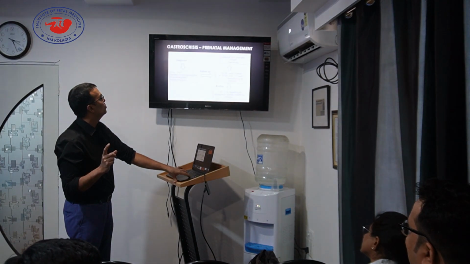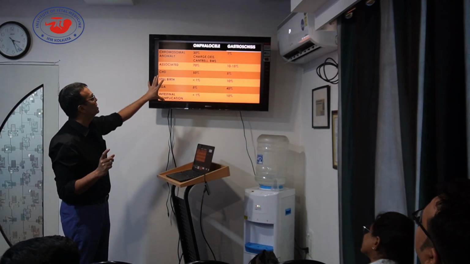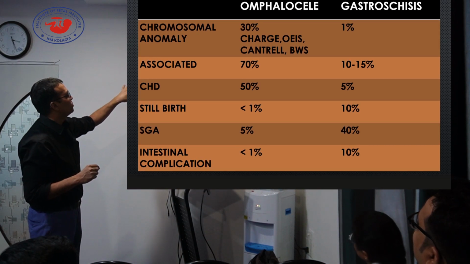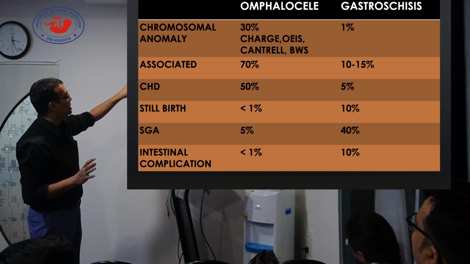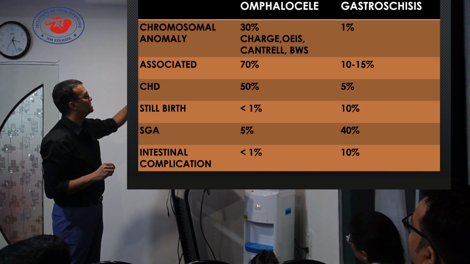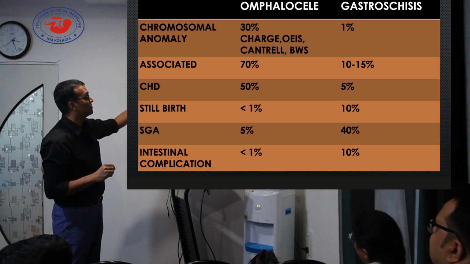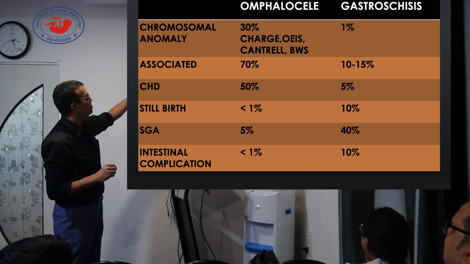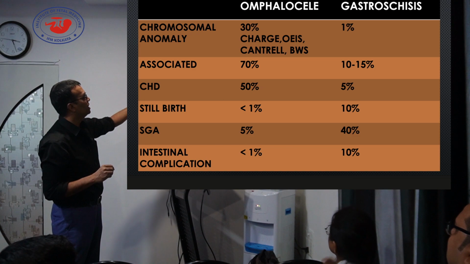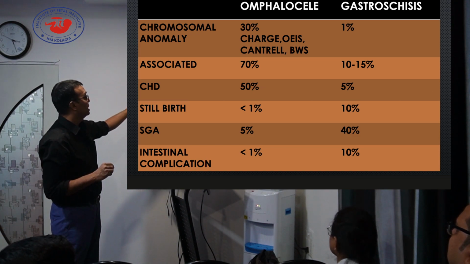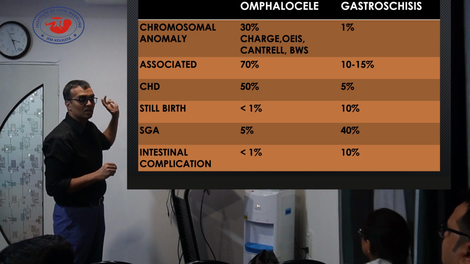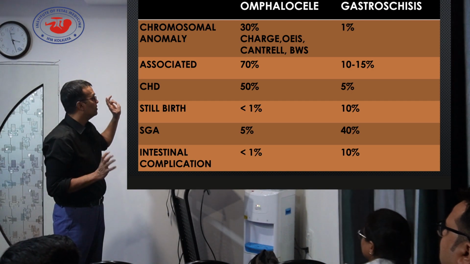Okay. Now I will just quickly compare them. Chromosomal abnormalities in omphalocele, I told you, are very high. Apart from chromosomal abnormalities, there is association with syndromes like CHARGE syndrome, OEIS, Cantrell, Beckwith-Wiedemann syndrome. Associated abnormalities are very high in omphalocele as compared to gastroschisis. Congenital heart disease is also very high in omphalocele, almost as much as 50%. However, stillbirth is more common in gastroschisis, right? Because of the bowel injuries.